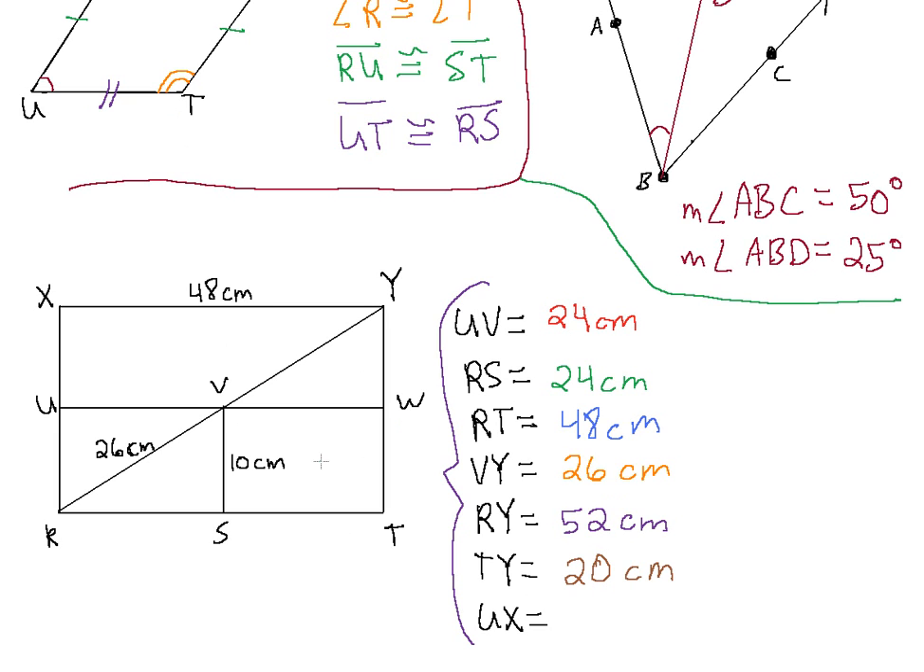All right, and let's take a look at the last one. We have UX. Now, UX is just going to be equal to this section right here. Since V is the midpoint, we know that 10 centimeters cuts it. This line right here is going to be equal to this side, this side, this side, and this side. So UX is just going to be 10 centimeters.